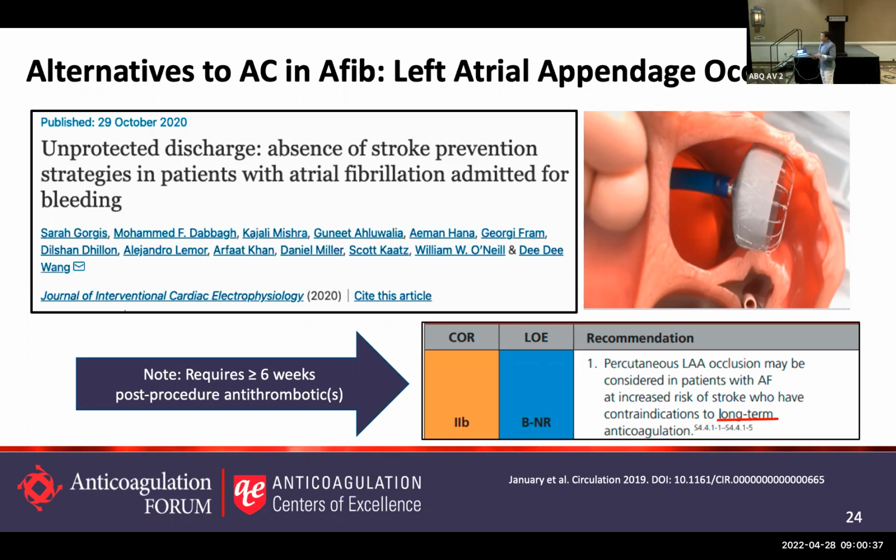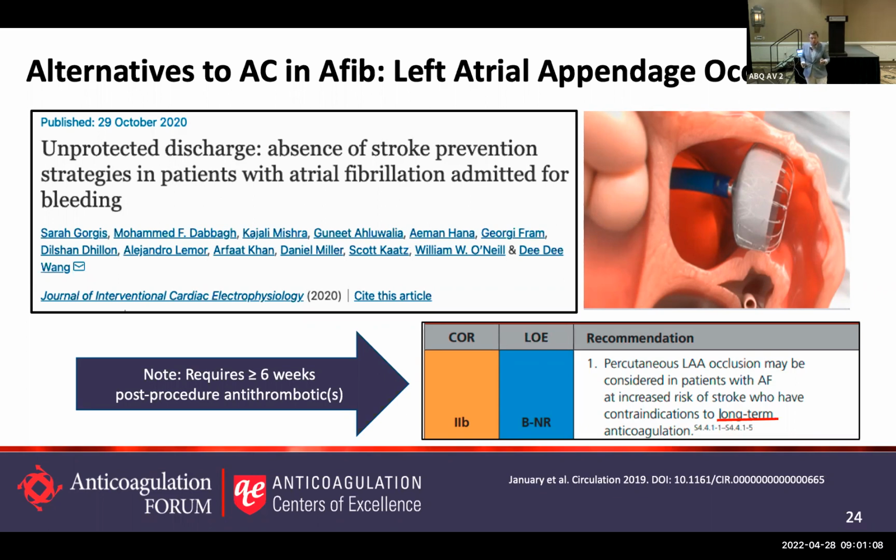There was a paper published back in 2020 that I'm highlighting here in the upper left. And this was done in Michigan. And this was atrial fibrillation patients admitted with a massive intracranial hemorrhage. And they looked at the discharge paperwork to see what was their stroke prevention plan at discharge, right? 50% of patients who were at stroke risk had no plan. So you just want to make sure you're thinking about this and not sending your patients out unprotected, okay? And so left atrial appendage occlusion is an option in those patients.